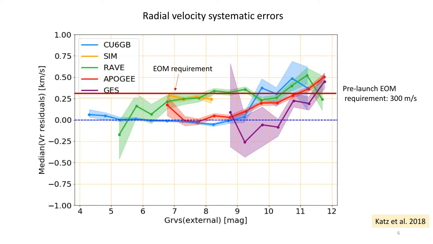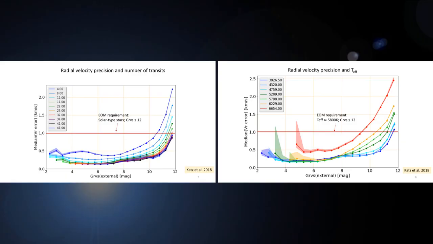The red line indicates the pre-launch end-of-mission requirement on the systematic errors of 300 meters per second. We see that already in this first radial velocity release, the end-of-mission requirement has been met for stars with GRVS brighter than about 10. The next two figures show the precision as a function of magnitude. The precision is estimated as the median of the radial velocity error over the magnitude bins.